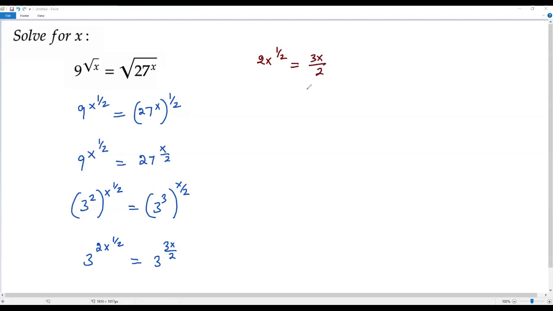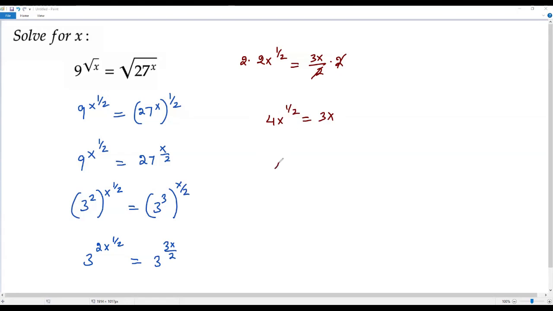Now let's get rid of this 2 in the denominator. For that I have to multiply both sides by 2. When I multiply both sides by 2, this 2 will cancel out, and 2 times 2 is 4. So 4 times x to the power of 1/2 equals 3x. Now to get rid of the exponent 1/2, I have to raise both sides of the equation to the power of 2, so that the fractional exponent can be removed.